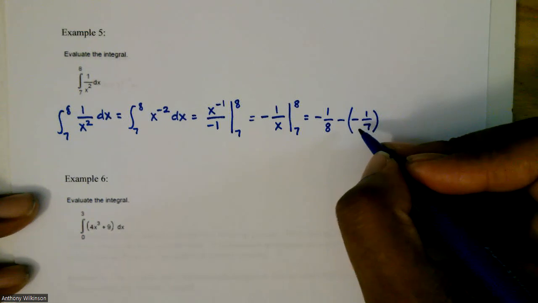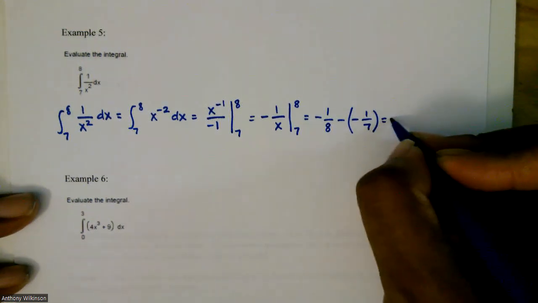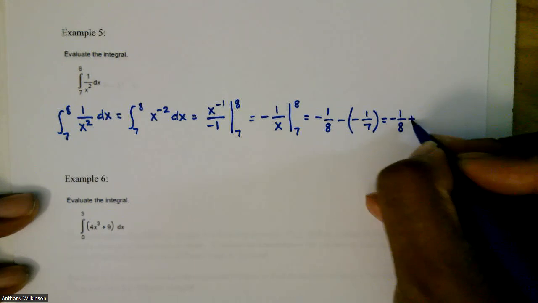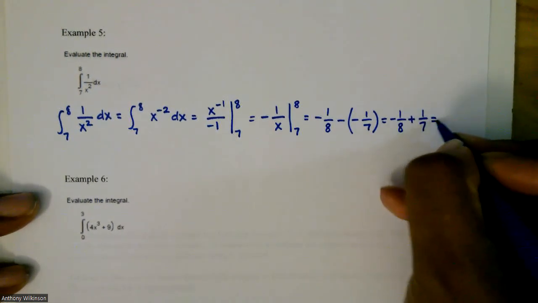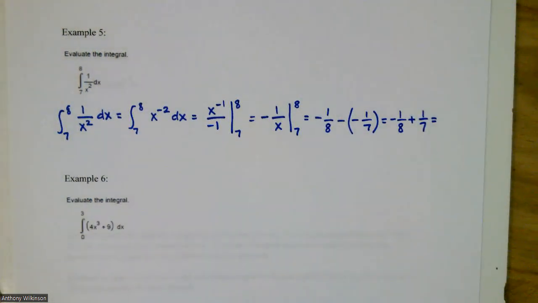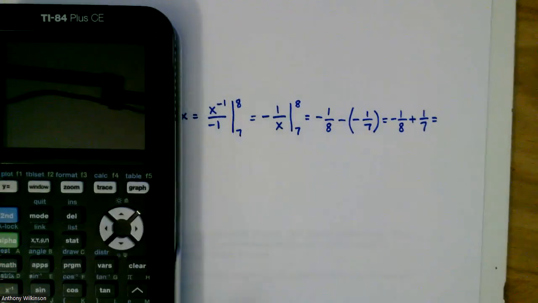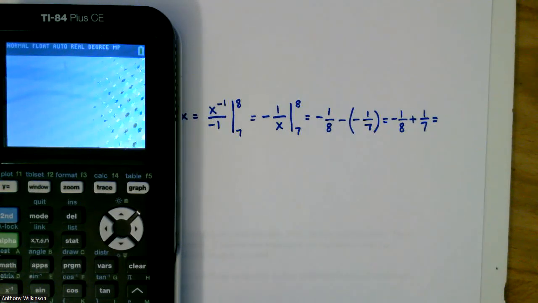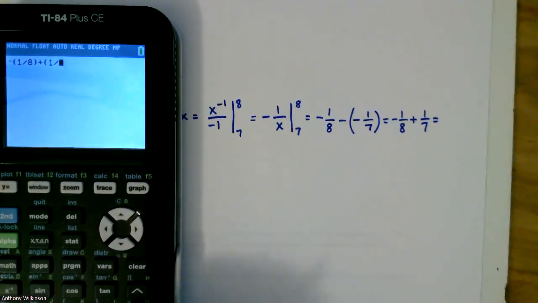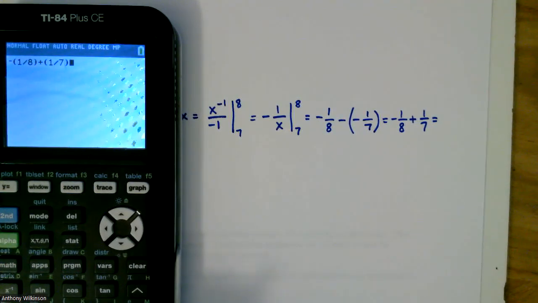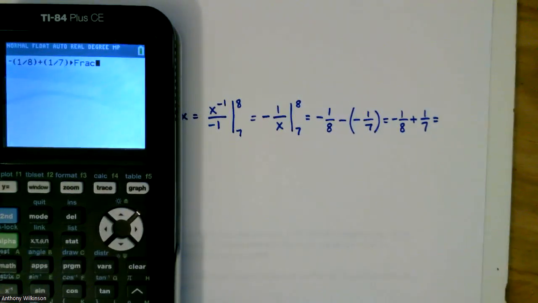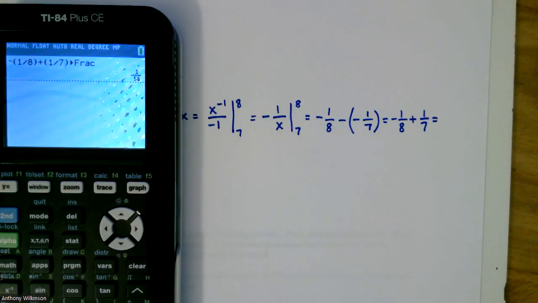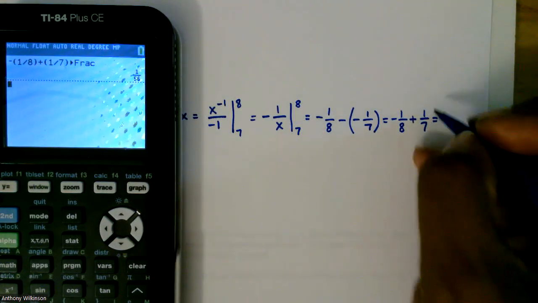And since we're subtracting the negative, that's the same as adding a positive. So I'll have negative 1/8 plus 1/7. And this we can do in the calculator. Negative, and then in parentheses, 1 divided by 8, close parentheses, plus, in parentheses, 1 divided by 7, close parentheses. Then press your math key, select number 1 for the fraction. This will be 1 over 56.